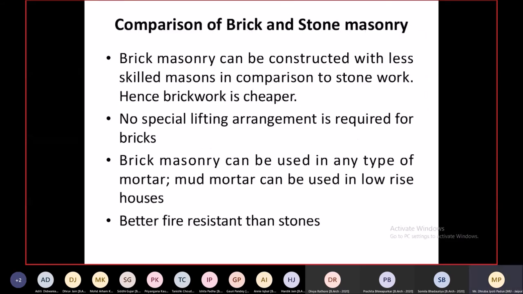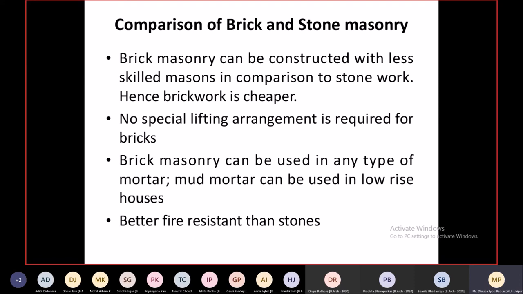Comparison of brick and stone masonry. Stone masonry we have not discussed, but still we can look at these comparisons. Brick masonry can be constructed with less skilled masons in comparison to stonework, hence brickwork is cheaper. Stone masonry is totally based on different geographical locations. If I have to construct a building in Delhi, and stones are not readily available or not available at a cheap price, then we normally do not go for stone masonry. We go for brick masonry. It is cheaper also. So in those geographical locations where we have an ample amount of stones, there only we should go for stone masonry construction.